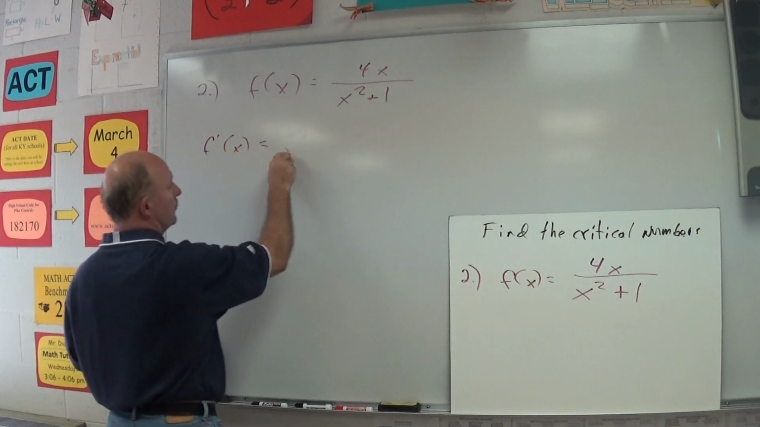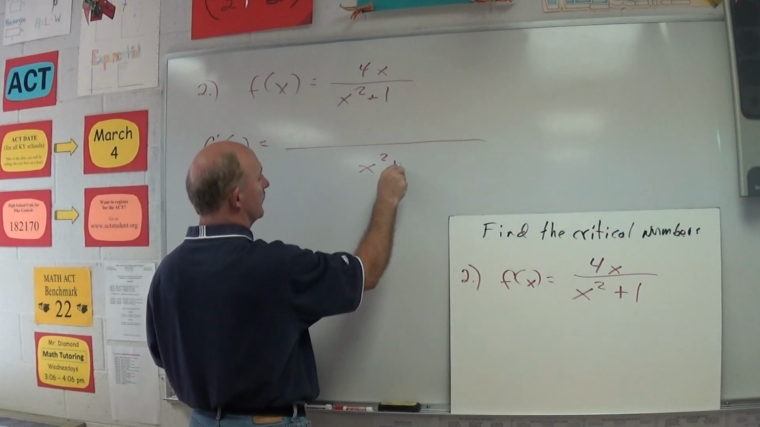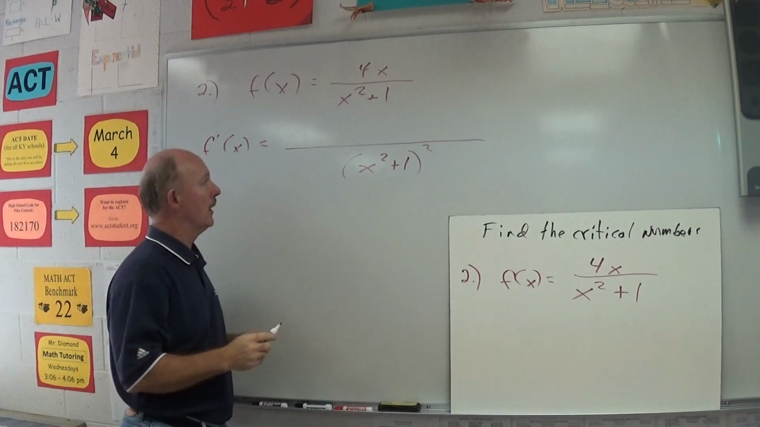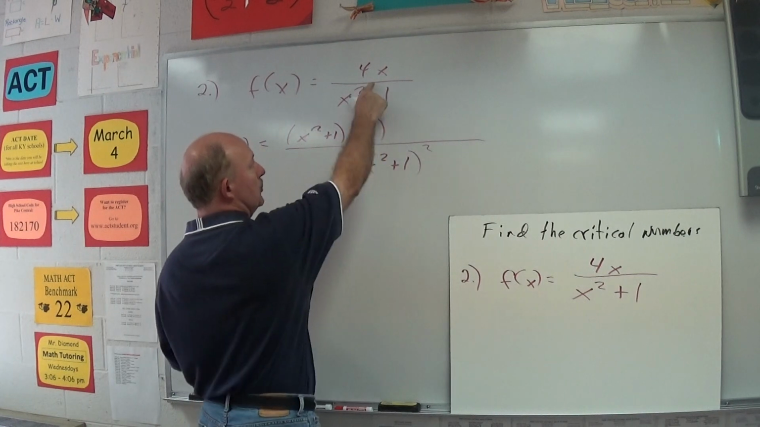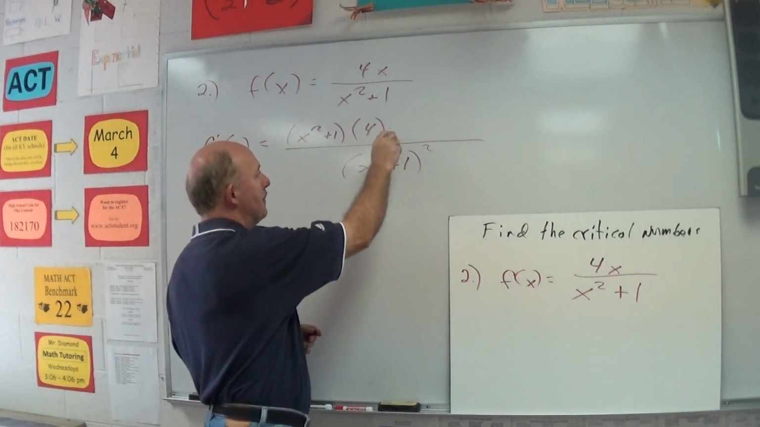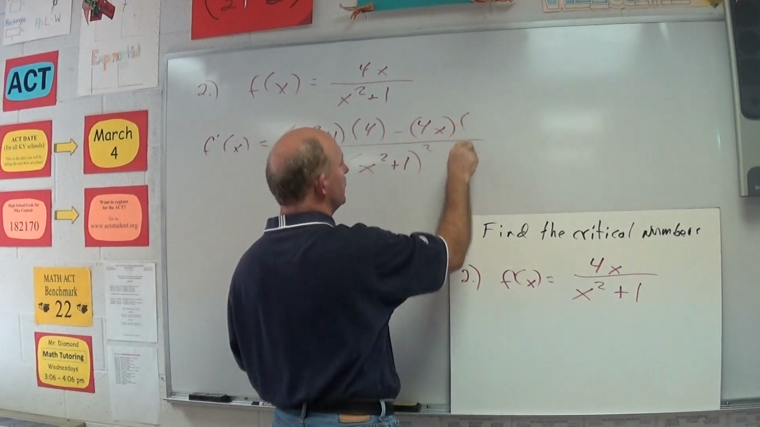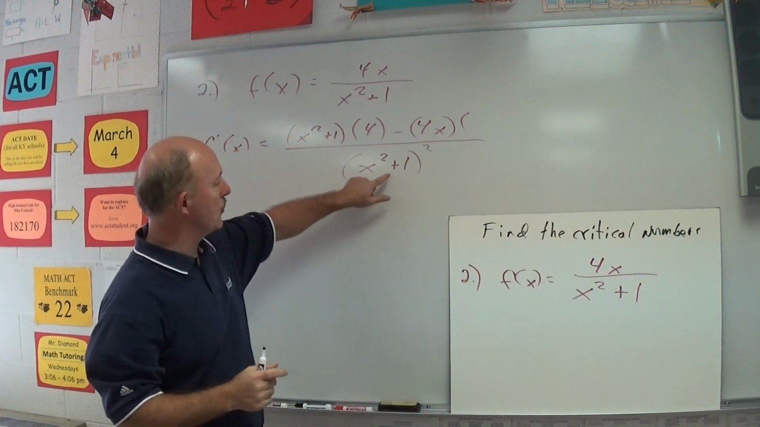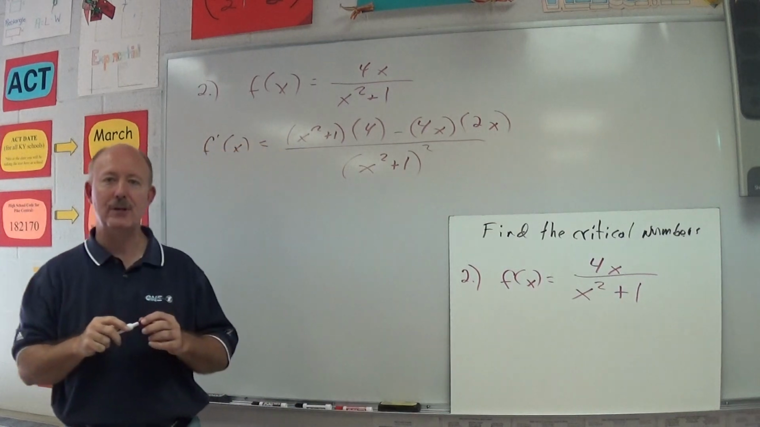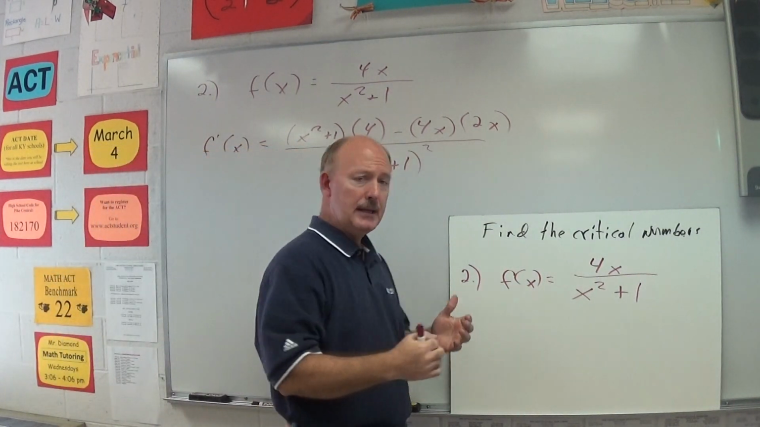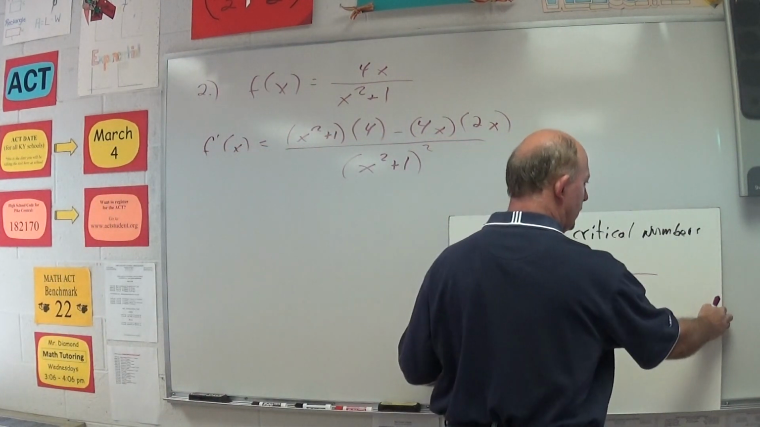So the derivative will be x squared plus 1 squared, so the bottom squared, and then the bottom, x squared plus 1, times the derivative of the top, and the derivative of 4x is 4, minus the top, which is 4x, times the derivative of the bottom. The derivative of x squared plus 1 is 2x. Now, this is our derivative. Let's see if we can simplify it a little bit.